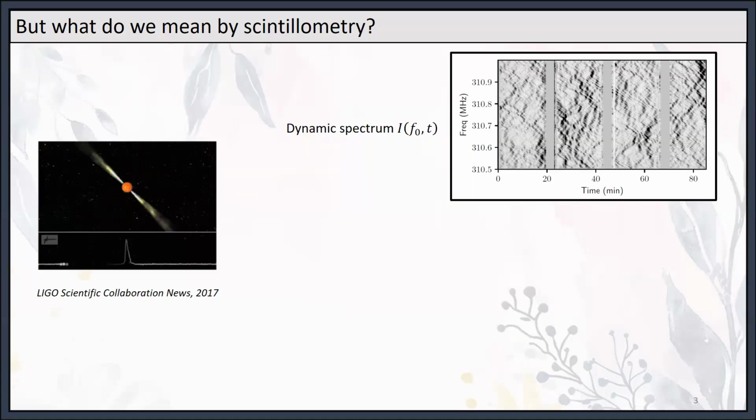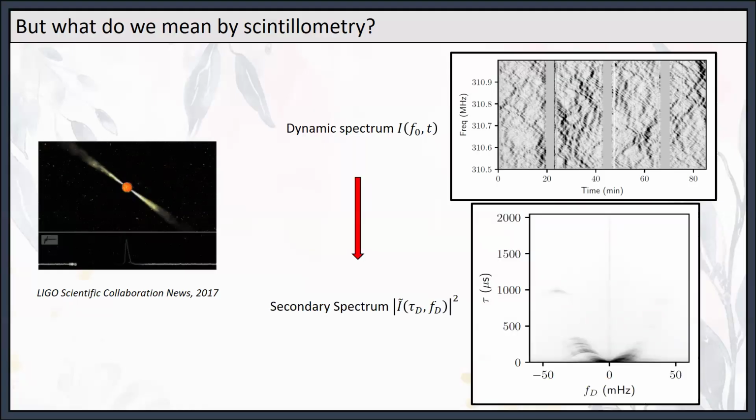And an even weirder thing happens when you take the Fourier transform of this and plot what that gives. Once you go from this dynamic spectrum, which is just the intensity as a function of frequency and time, you end up with this weird structure that resembles a parabola, and an even weirder inverted parabola. So it's really weird.